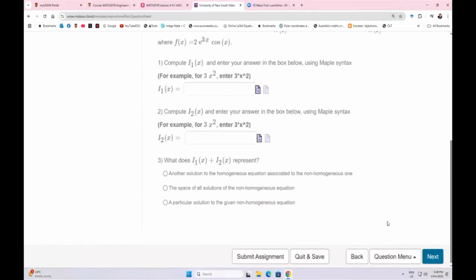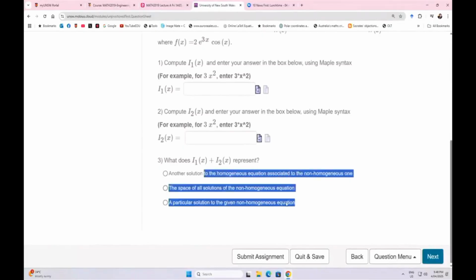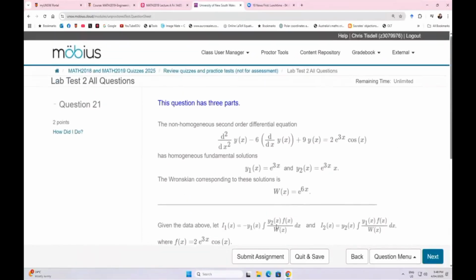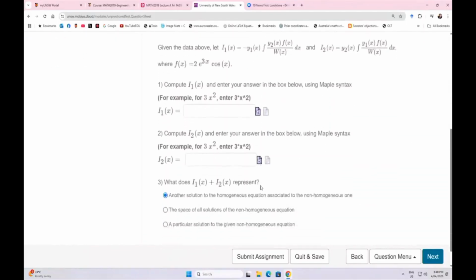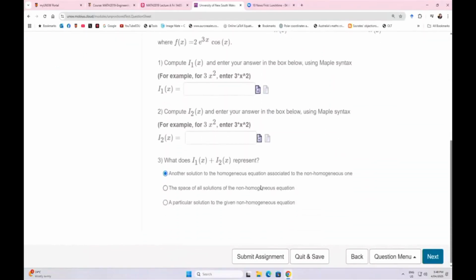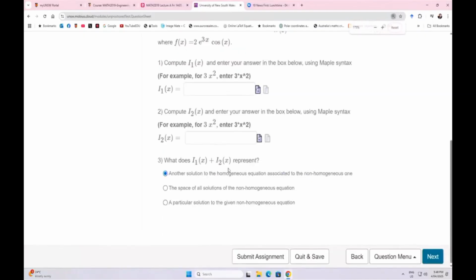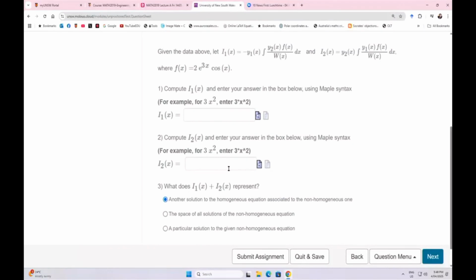Okay, same sort of problem. I1 plus I2. Okay, all right, let's deconstruct this. Put in our best language skills. Sorry, I can't make it too big. All right. You've got some problem up the top and you're told I1 is this, I2 is that. Okay, let's go to question number 3. What does I1 plus I2 represent?